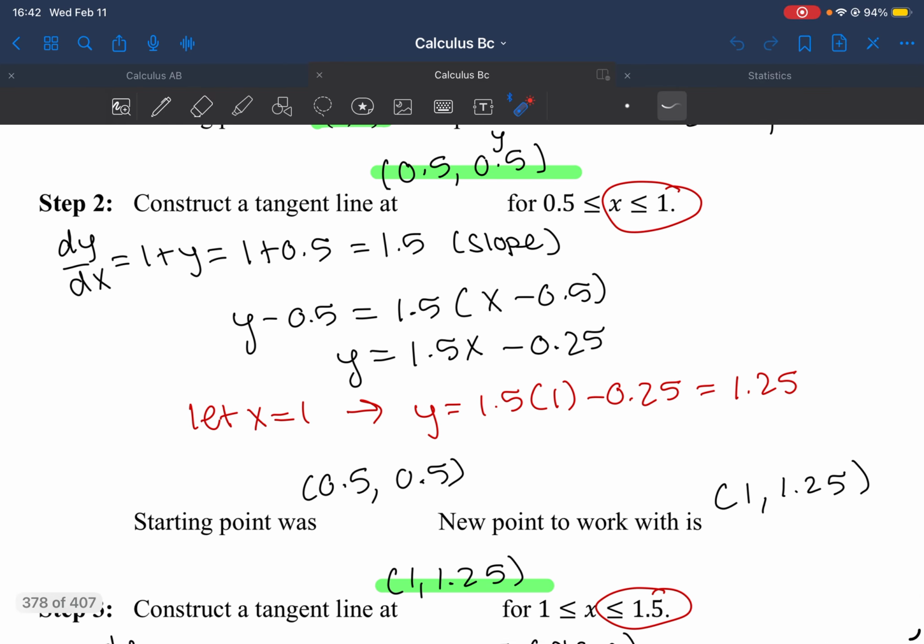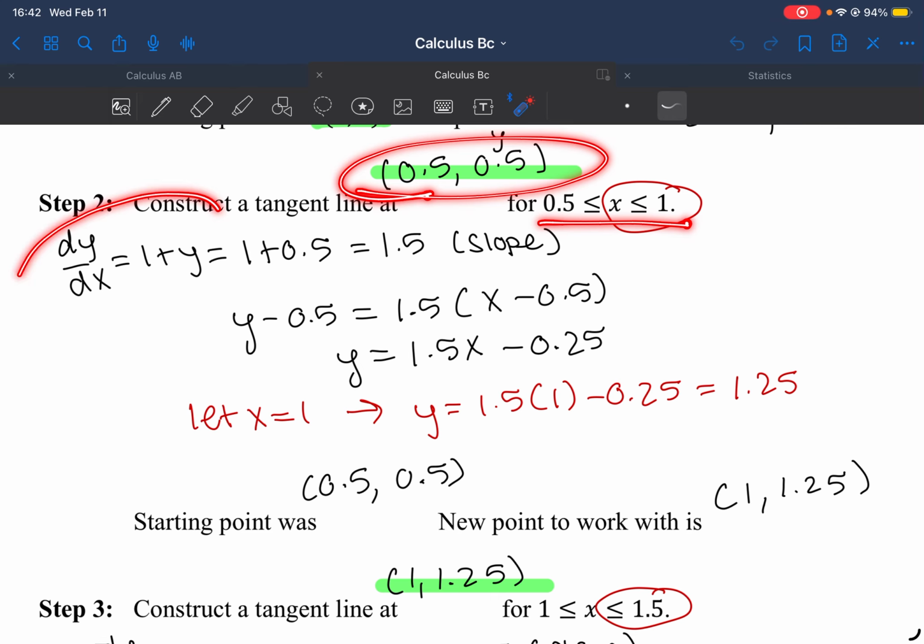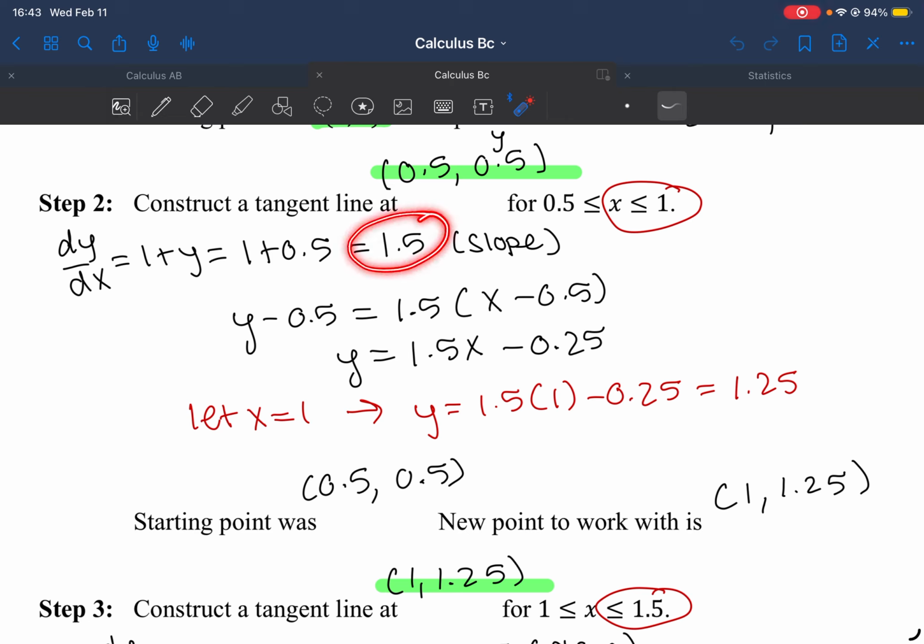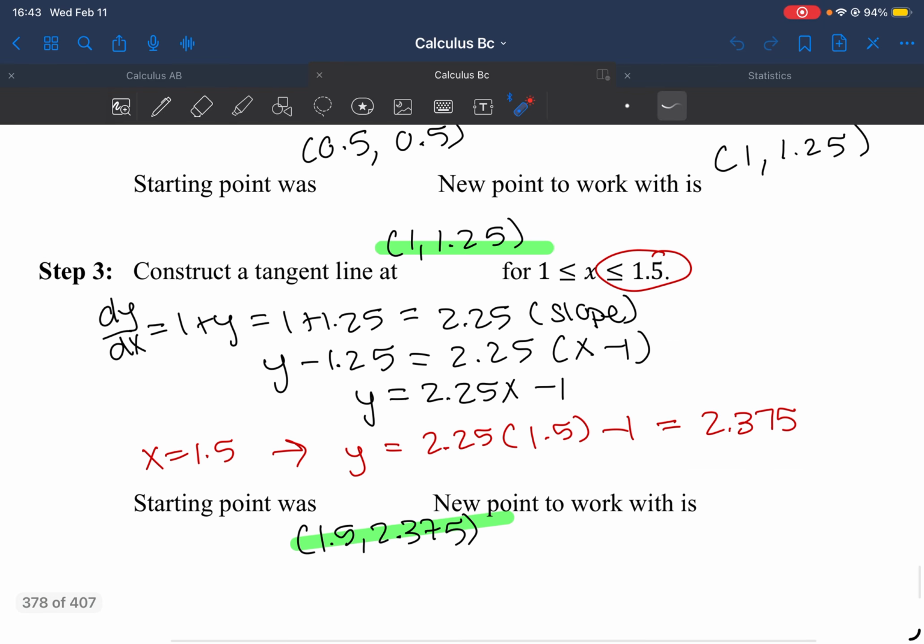So now I'm constructing a tangent line with this point, and notice on my interval, I am now up another 0.5, so 0.5 to 1. So here is my dy/dx. Now I'm plugging in 0.5 for y to get my slope of 1.5. Use the tangent line, plug in all my information, and I get this equation for y. I'm going to plug in x is equal to 1 based off of these bounds, and then I get the y value of 1.25, which means I go from 0.5 to 1, 1.25.